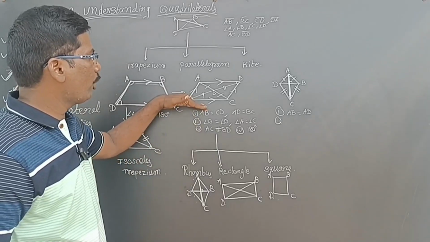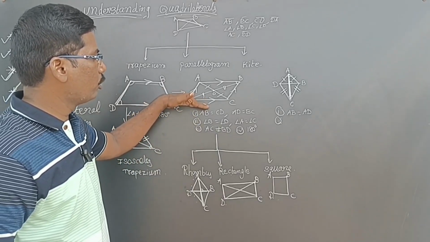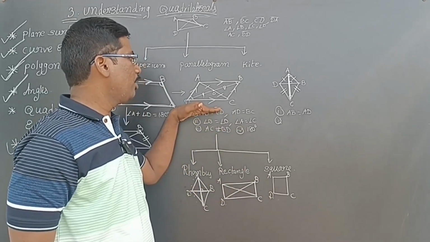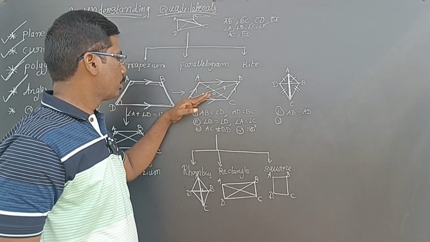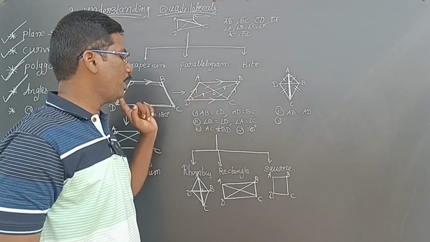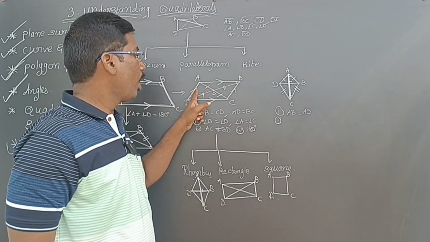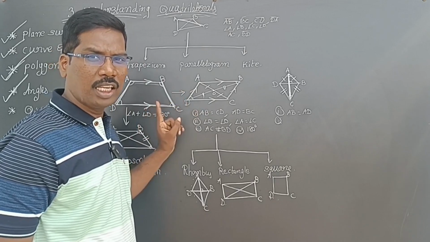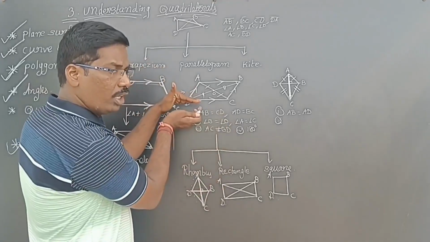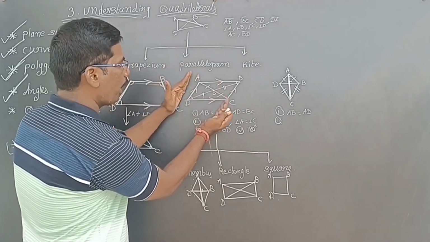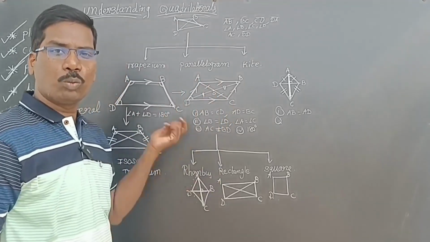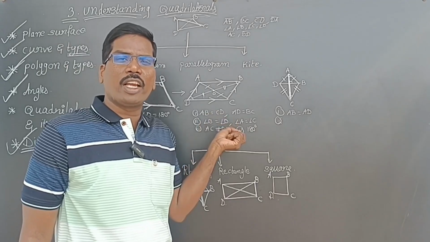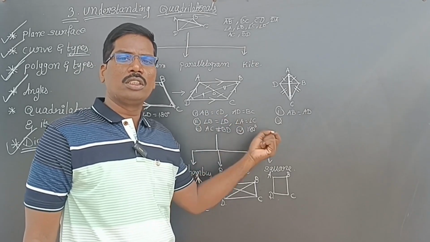No, sir, I want to define it from the parallelogram, because it is coming from the parallelogram. Means we can say like this: a parallelogram in which two adjacent sides are equal and one angle is 90 degrees. So two conditions: adjacent sides are equal and at least one angle is 90 degrees, then that is called a square.